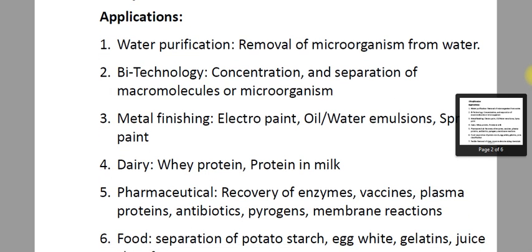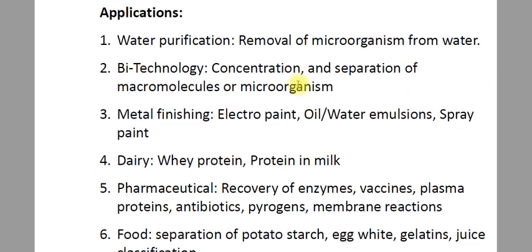So there are several applications of ultrafiltration. The main applications are written here. The first is water purification. The ultrafiltration process is used for removal of microorganisms from the water. In the biotechnology field, it is used to concentrate and separate different macromolecules or microorganisms. Basically in biotechnology, it is used to separate different types of proteins, carbohydrates or other types of biological molecules. You can also use ultrafiltration if you want to concentrate the proteins in any solution.